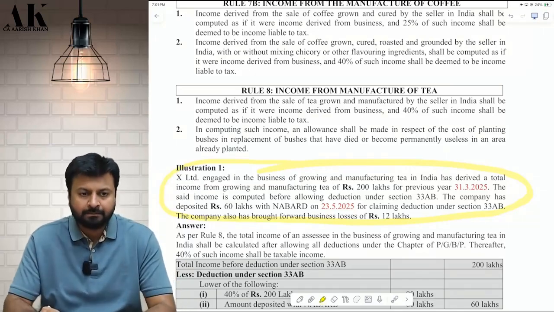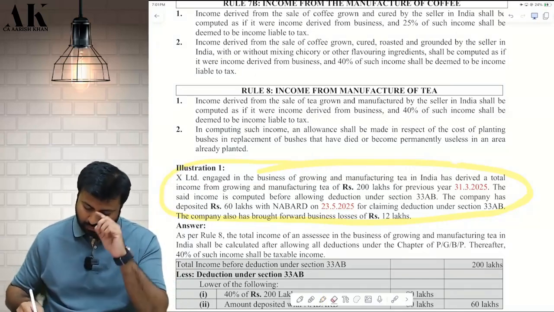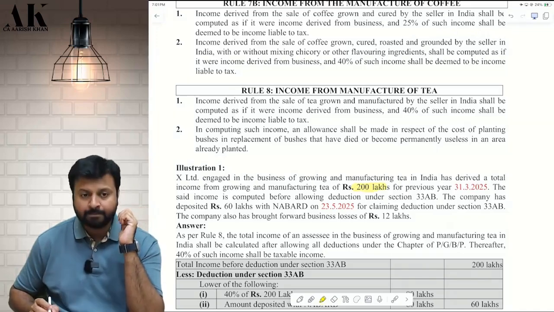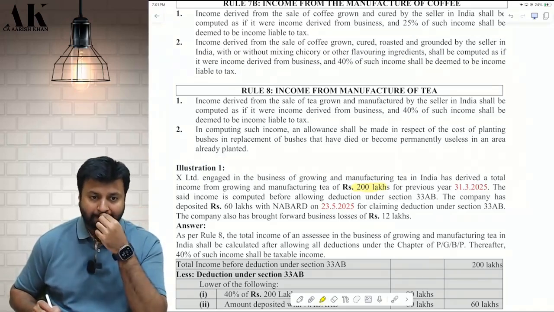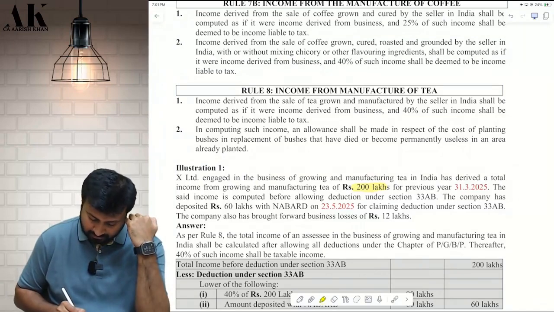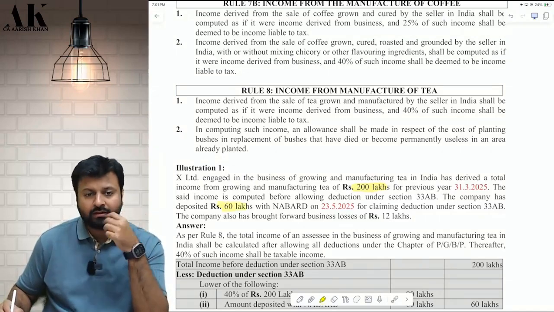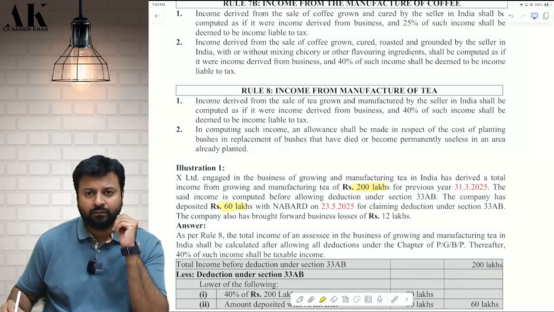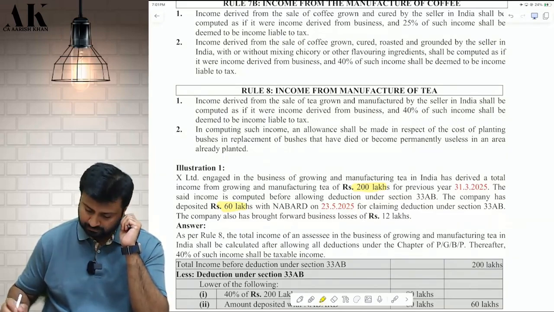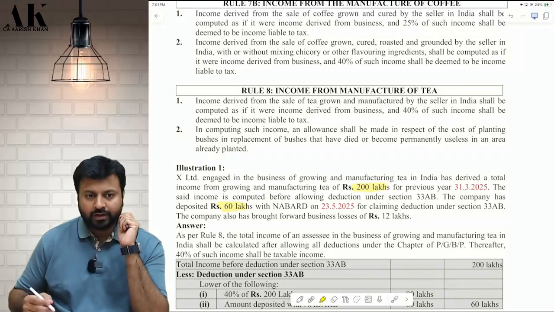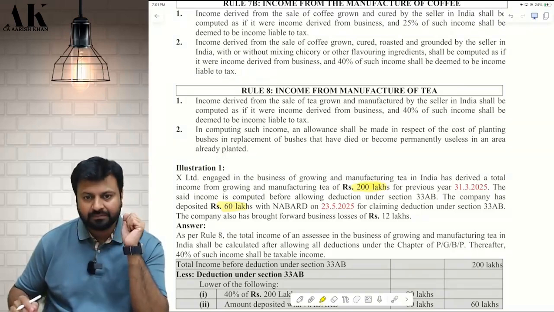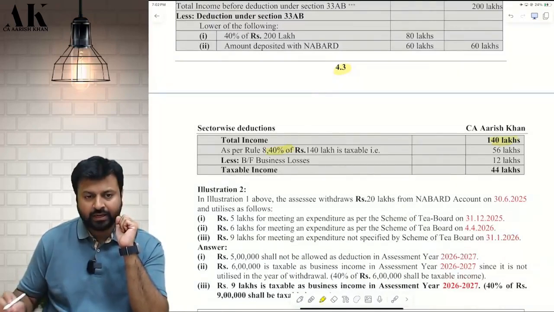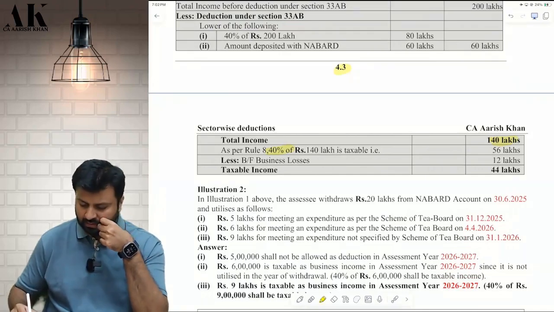So are you done? So how much is your PGBP? 200 lakhs. And how much you have contributed? 60 lakhs. So how much deduction you are going to get? 60 lakhs because it is within 40%. So first you will reduce 60 lakhs from 200 lakhs, correct? After that, 140 lakhs you will segregate into 40-60, correct? And then you will reduce the brought forward loss.